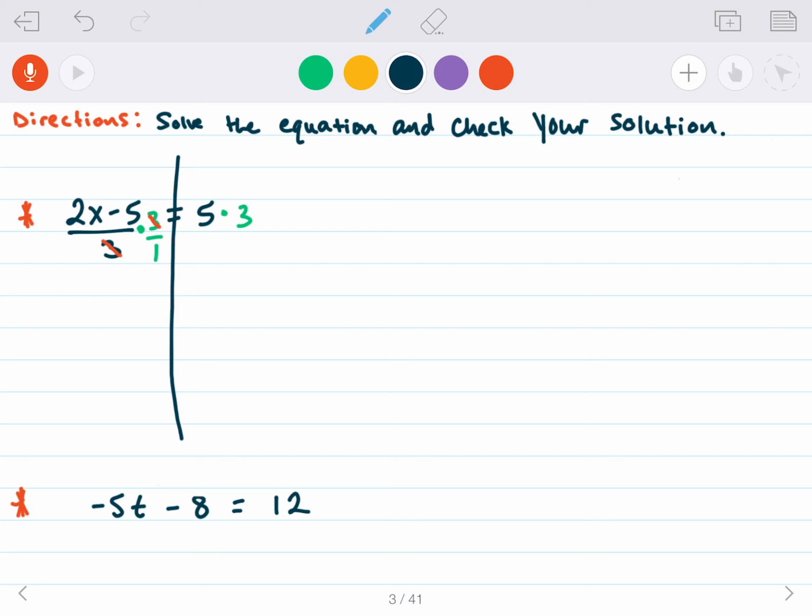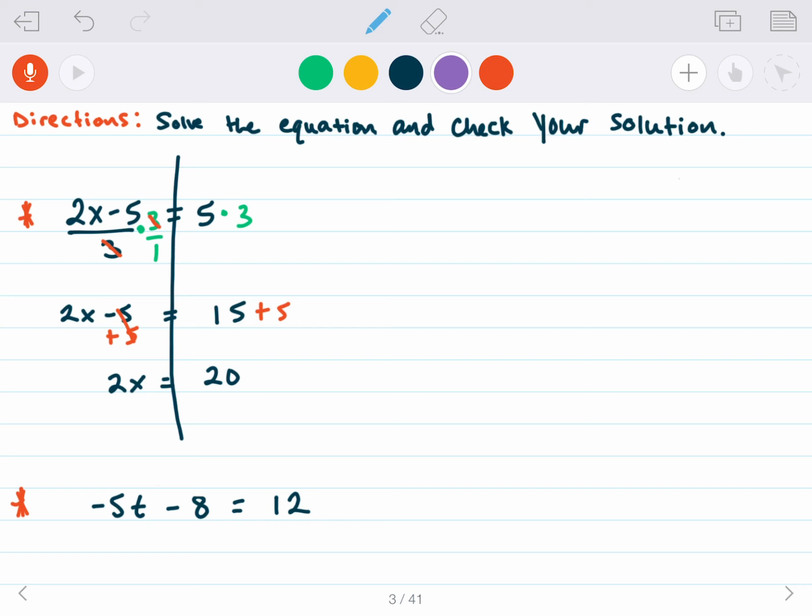So on the left, when those two 3's cross cancel, we get 2x minus 5. On the right, 5 times 3 is 15. And now I just solve this like a normal two-step equation. On the left, I want to get rid of subtraction by 5, so I want to add 5 to both sides. On the left, I get 2 times x. On the right, 15 and 5 make 20.